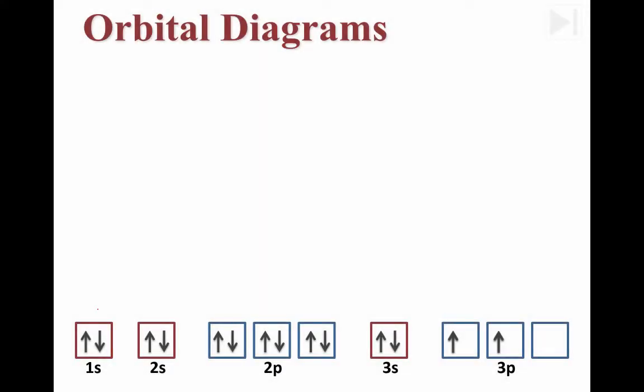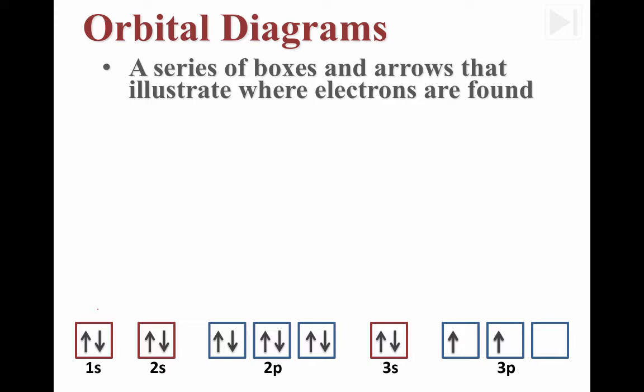In this video, you're going to learn how to represent the electrons in an atom using two different types of notation. The first of which is called an orbital diagram. This is an orbital diagram pictured at the bottom of the screen, which simply means there's a series of boxes and arrows that illustrate where the electrons are found in this atom.